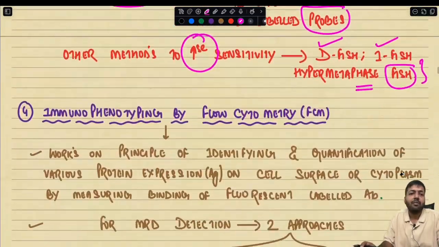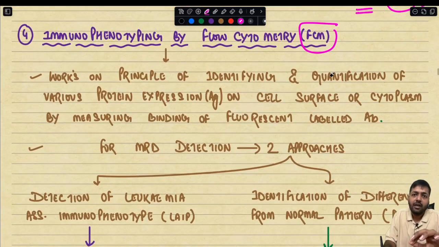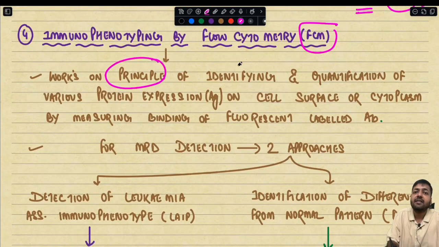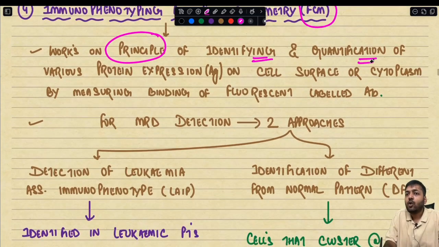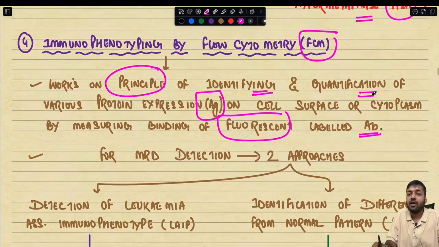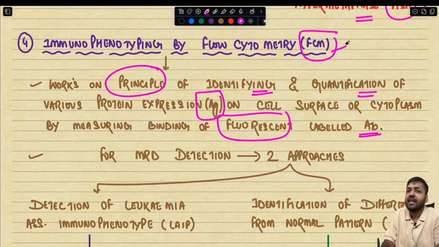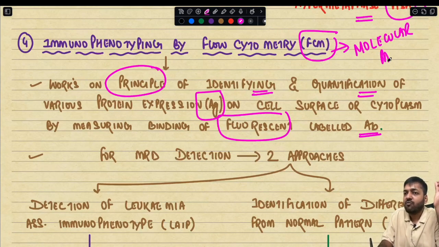The next important method is immunophenotyping by using flow cytometry. Now, this basically works on the principle of identifying and quantifying various protein antigen expression on cell surface or cytoplasm by measuring binding of fluorescent labeled antibodies. I will repeat once again. All these processes, flow cytometry, FISH, everything, have been covered in detail in our lecture in our course of molecular pathology. In the course of molecular pathology, we have already discussed this in detail.